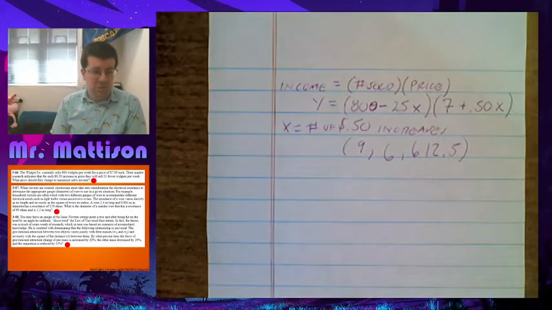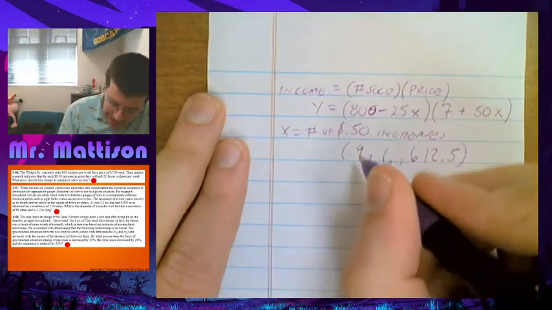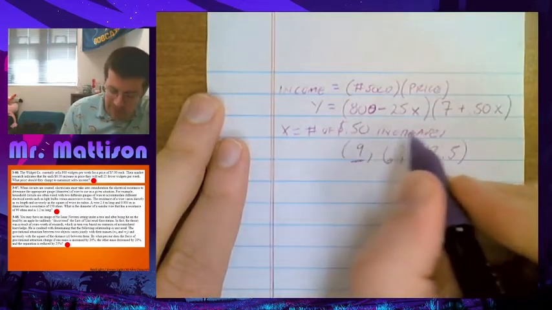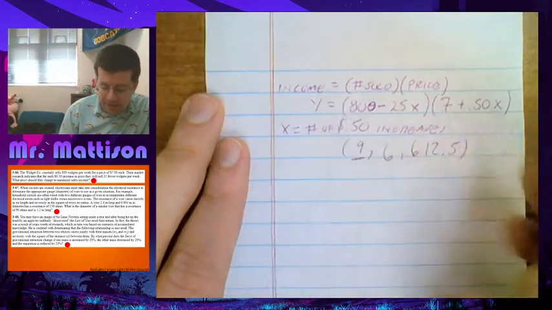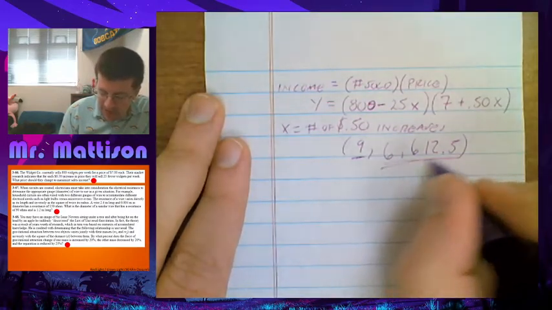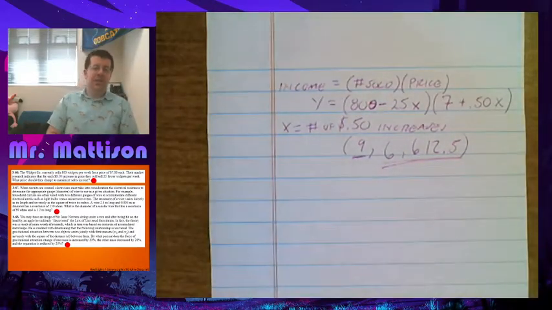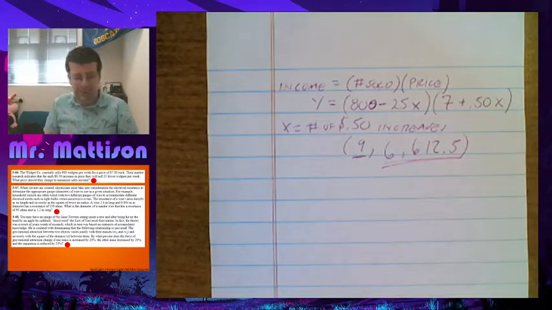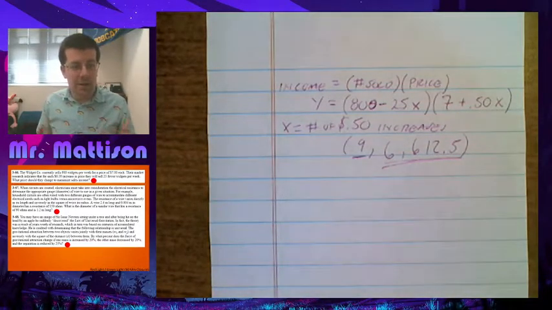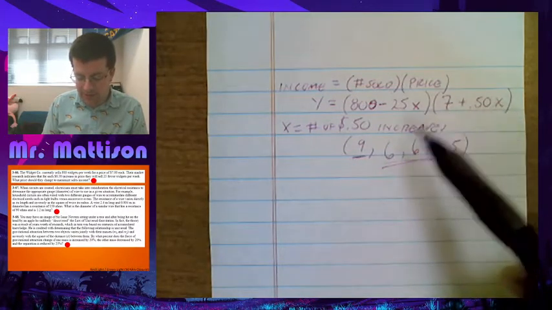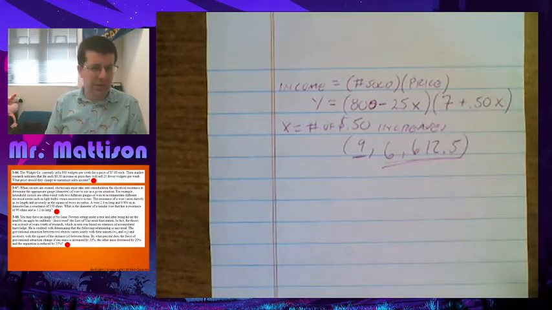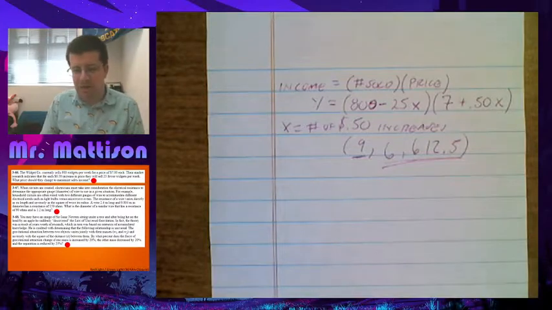Now let's see, what does that mean, right? Well, my x in context was my number of 50-cent increases, and my y in context was my income. So I should expect an optimal income of $6,612.50 if I sell my widgets at 7 plus 0.5 times 9. Let's figure out what the actual price would be, because that's what the question is asking.